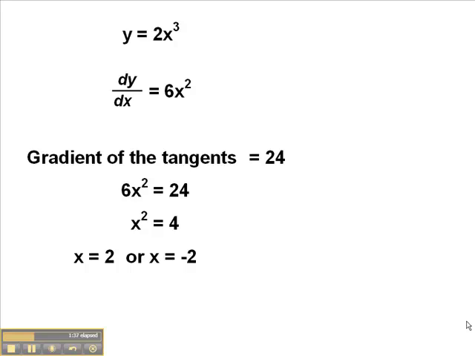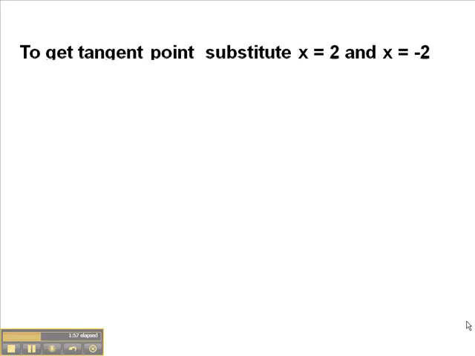So we know the x coordinate of both points where my gradient of the tangent is equal to 24. The x coordinates of both points are 2 and negative 2. We now have to find the y coordinate of both these points. Going back to our original function, we substitute x equals 2 and x equals negative 2 into our original function to get the y coordinates.